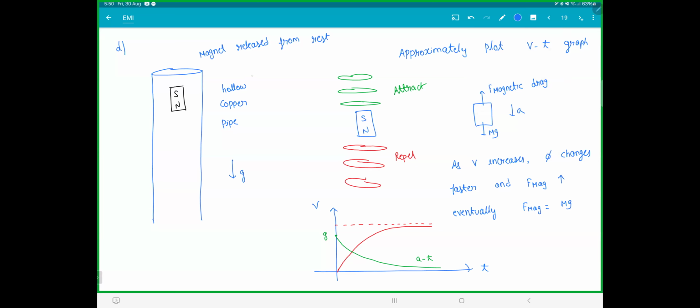Clear? And what is the purpose of taking a copper pipe? If you take something made of iron or steel, there is a chance the magnet will get attracted, right? So we want to be sure this is happening only due to magnetic induction and not due to magnetic attraction between the metal and the magnet.